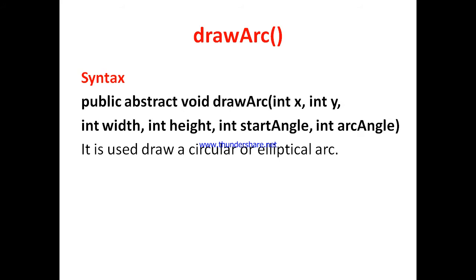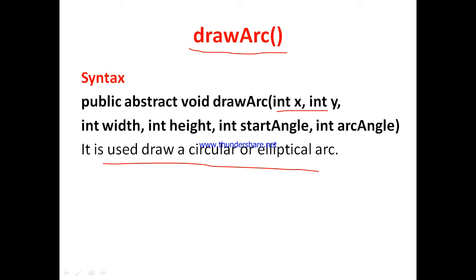Now, let us see the graphics method, that is drawArc. drawArc is used to draw a circular or elliptical arc. drawArc has 6 parameters. The first 2 parameters define the coordinates of the top left corner of a rectangle in which the oval will be drawn, and this arc is a part of that oval.